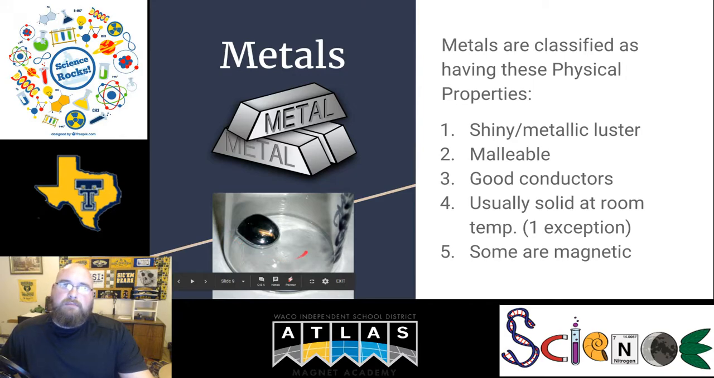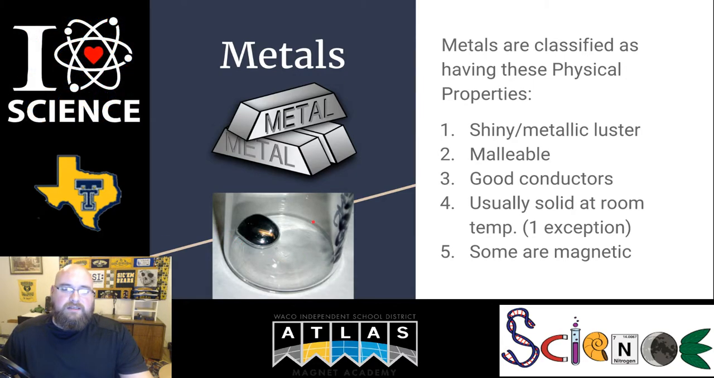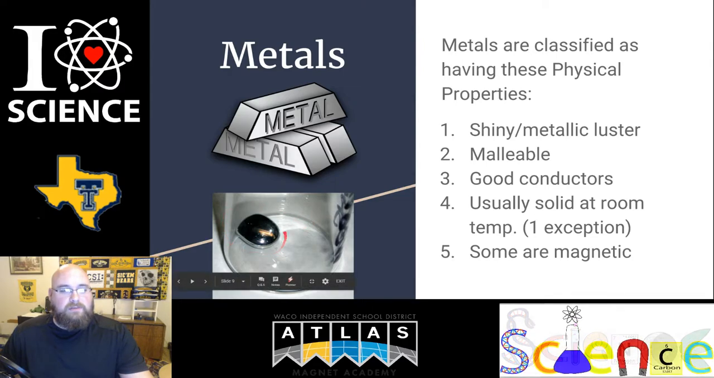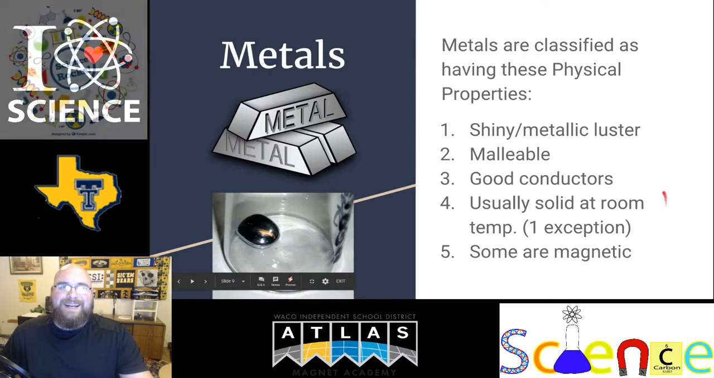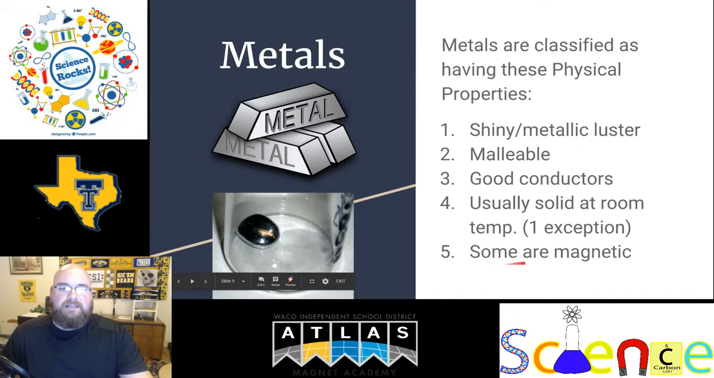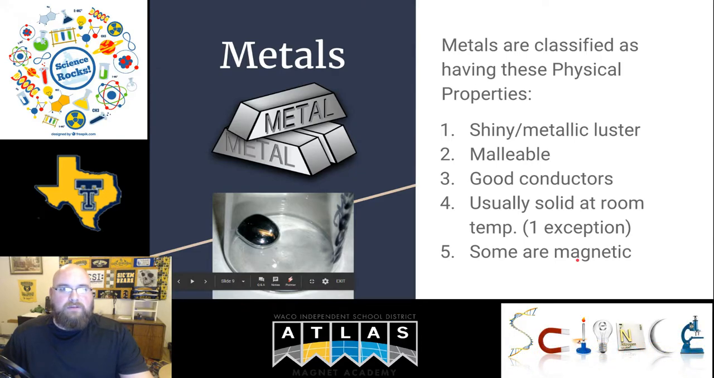Mercury is a metal that is in the liquid state at room temperature. It is also a very poisonous substance to humans. So if we get this in our system, it can cause some major issues. And then of course, one more thing that's interesting about metals is that a few of them are magnetic. Now this is not a telltale sign that it is a metal, because not all metals have that trait, but it is definitely one that we can take note of.